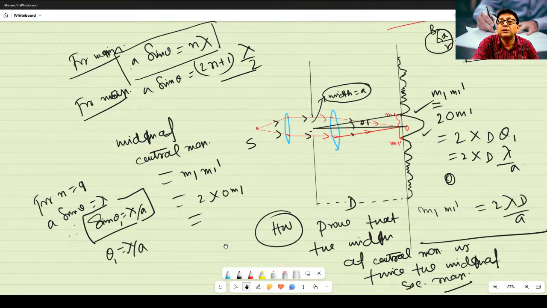Hope you have understood the concept of diffraction, what is there in your syllabus. I did not go into much detail about many topics, just what you need to learn for your board and for exams like JEE Main and NEET, that I have explained.